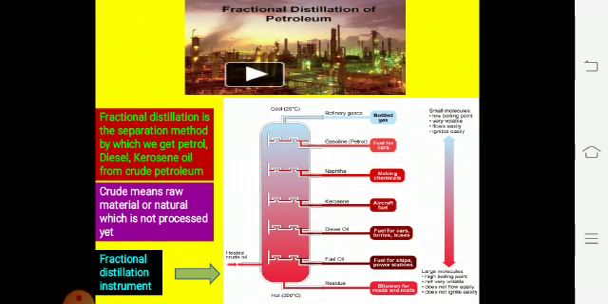So in the given chapter there is a new term, that is fractional distillation of petroleum. What is it? Fractional distillation is another process of separation. It is a separation method by which we get petrol, diesel, and kerosene oil from crude petroleum, because we get petroleum from nature. Crude means raw material or natural, which is not processed yet.